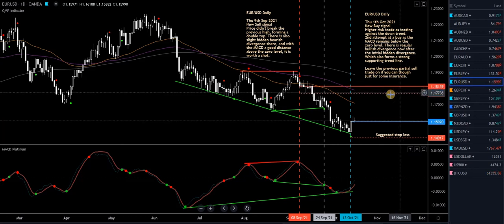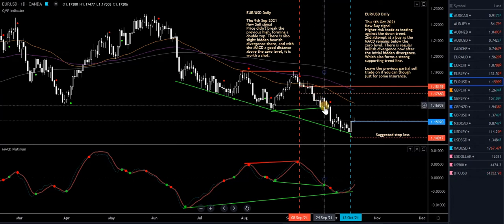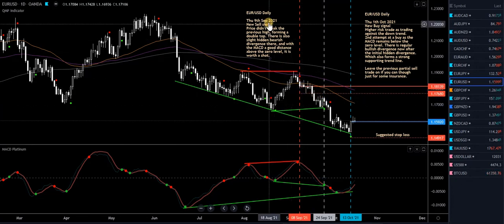And every trade's not a winner either. All right, Euro USD. We have two trades on. We have this sell from back here, which is still in play. I took a buy, and you can read the notes for that one.